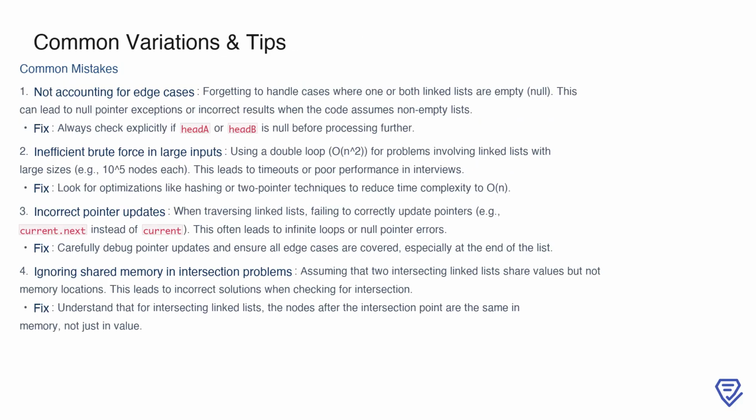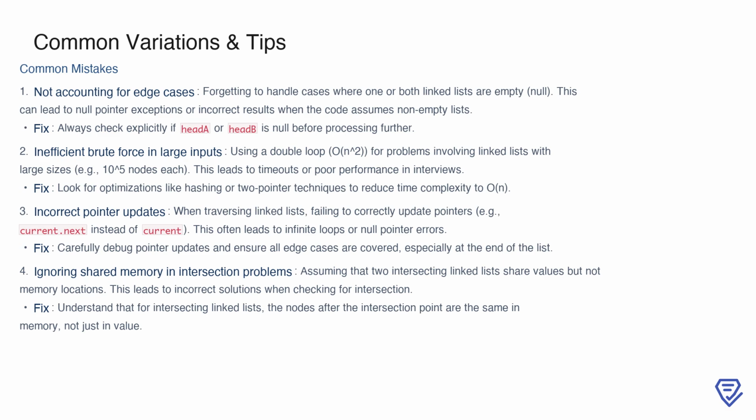When tackling linked list problems, there are a few common pitfalls to watch out for. One big mistake is not handling edge cases, such as when one or both linked lists are empty. If you don't check for null values explicitly, you might run into null pointer exceptions or incorrect results because the code assumes the lists aren't empty.